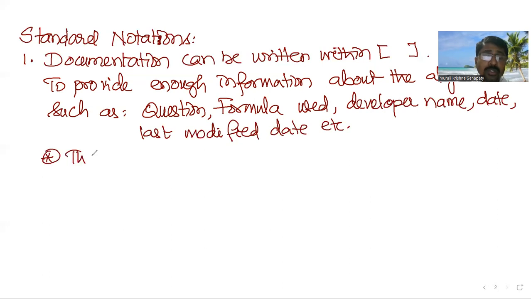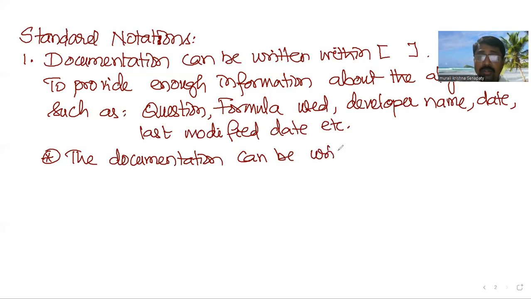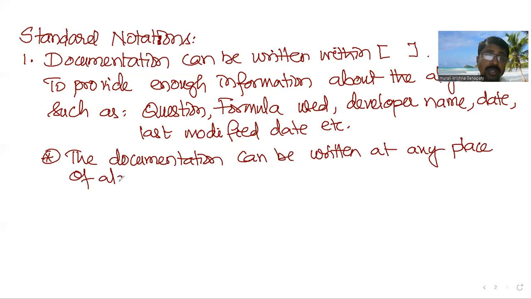The documentation can be written at any place of the algorithm. At any place means either at the beginning, or in between, or at the end. At any place we can think of writing the documentation. So documentation is not meant for execution, it just provides information about the algorithm.